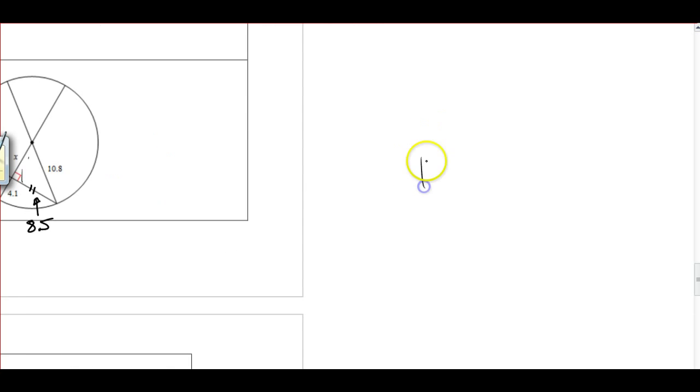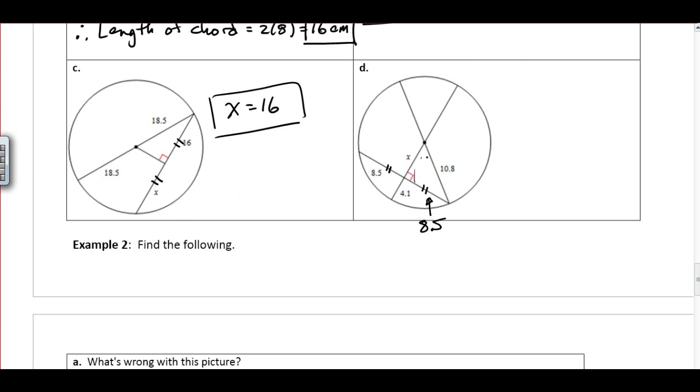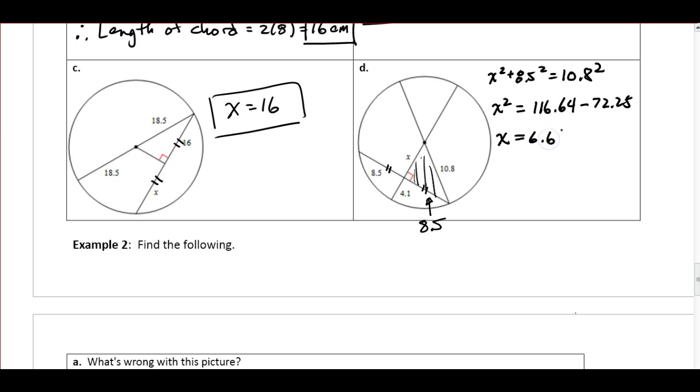Alright, and then I've got a little right triangle in here, so I can use the Pythagorean theorem. So I'm going to have x squared plus 8.5 squared is equal to 10.8 squared. So x squared is going to be 116.64, that's 10.8 squared, minus 72.25, that's 8.5 squared, and then I'm going to take the square root of that answer, so x is going to be about 6.66. So the distance from the center to the chord is 6.66.